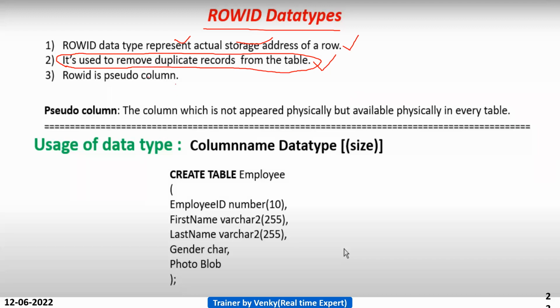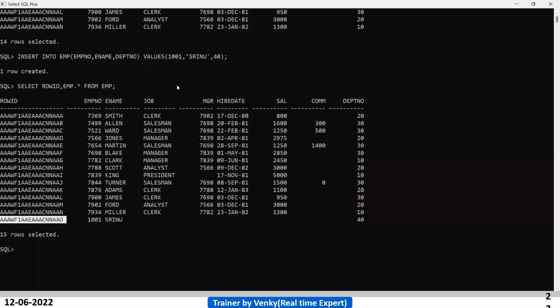There are multiple options as well, but by using row ID also we can do it. How it is done, we will explain in the subquery concept. Okay, row ID is a pseudo column. Pseudo column in the sense the column which does not appear physically. Now let's see. Select star from EMP.